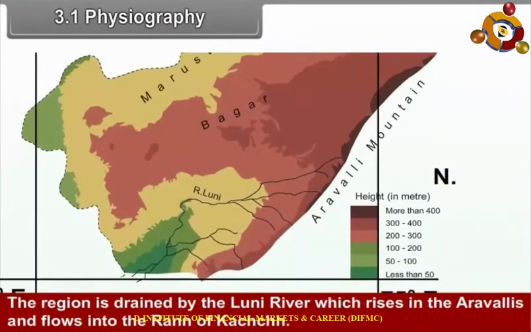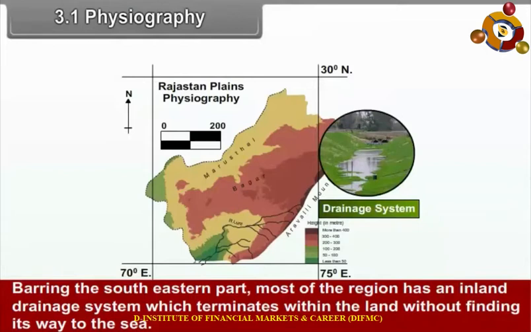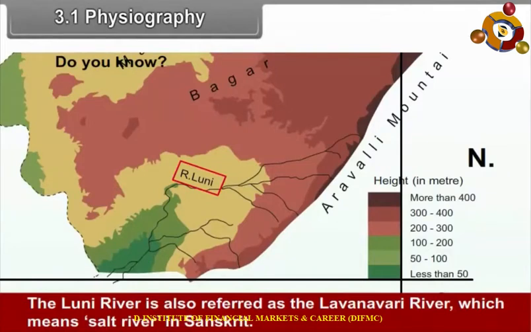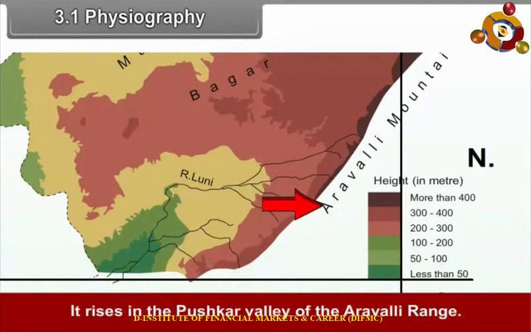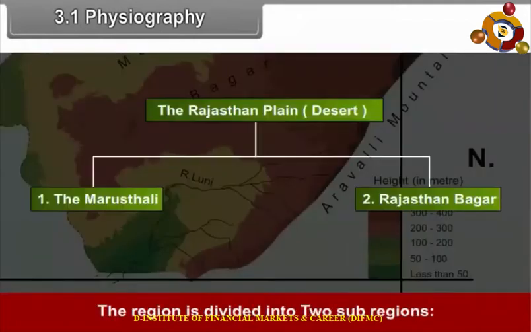The region is drained by the Luni River, which rises in the Aravallis and flows into the Rann of Kutch. Barring the southeastern part, most of the region has an inland drainage system which terminates within the land without finding its way to the sea. Do you know the Luni River is also referred to as the Lavanvari River, which means salt river in Sanskrit. It rises in the Pushkar Valley of the Aravalli range. Luni is the only main river in Rajasthan desert. The region is divided into two sub-regions.